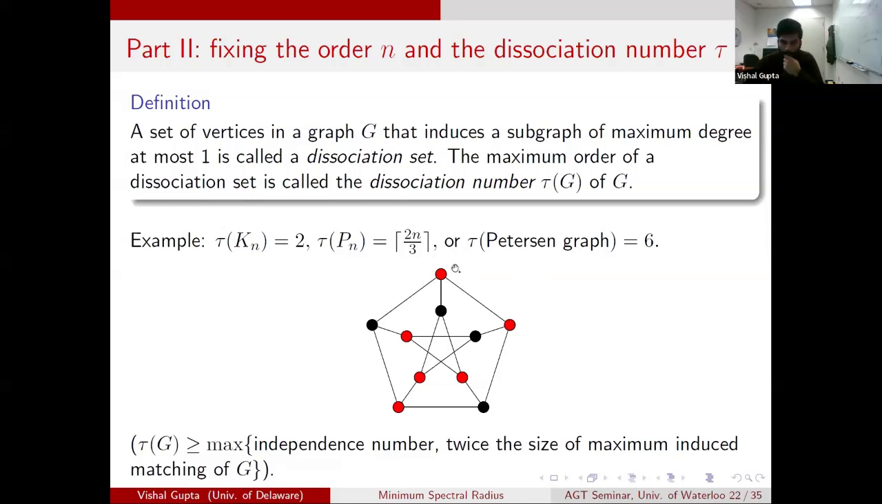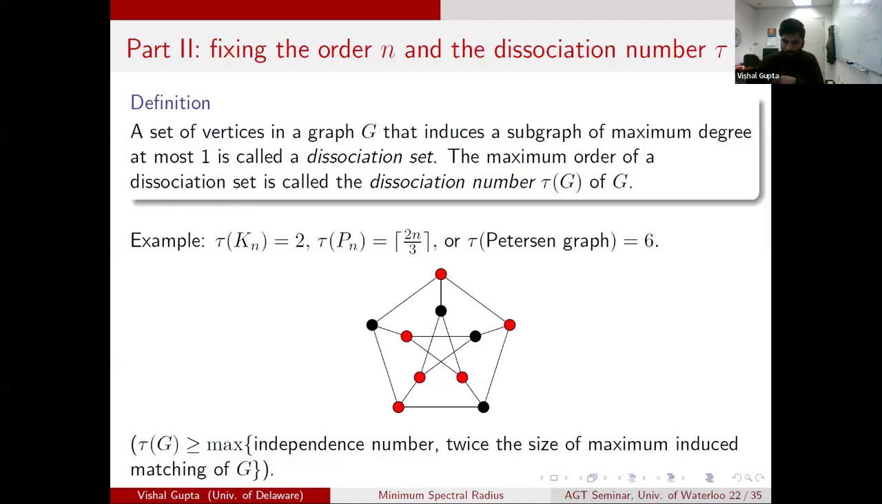And for the Petersen graph, if we take these 6 red vertices, they give an induced matching, and so it's a dissociation set of 6 vertices, and we can check that we cannot do better than this. So the dissociation number of the Petersen graph is 6. But in general, computing the dissociation number is not easy, but we can give some bounds on it. For example, the dissociation number is always greater than or equal to the independence number, because any independent set is a dissociation set. It's also greater than or equal to twice the size of the maximum induced matching in a graph, because any induced matching is also a dissociation set.